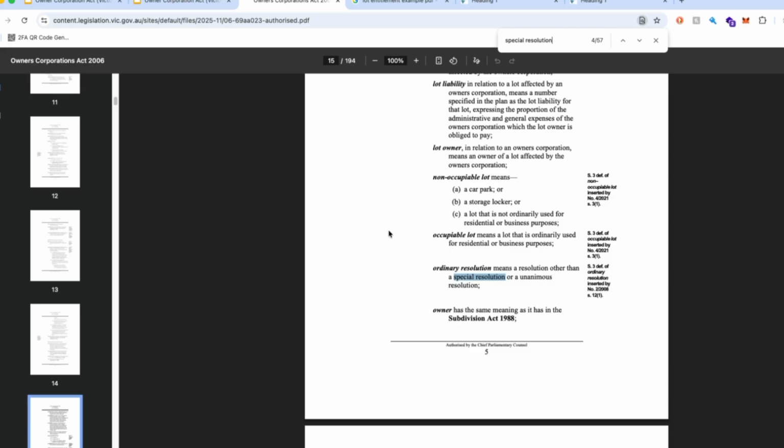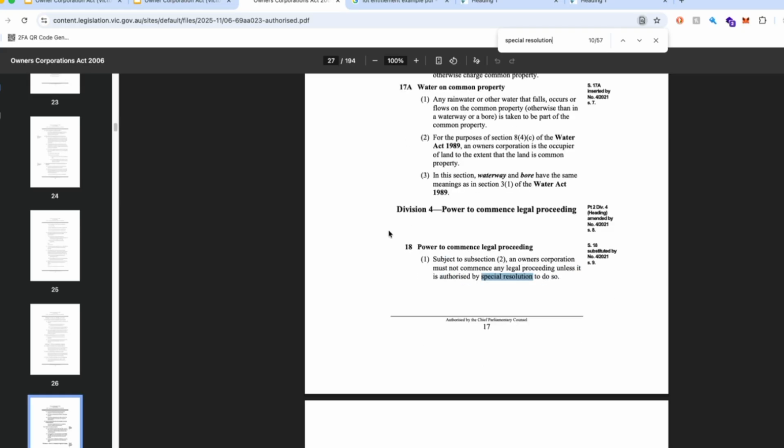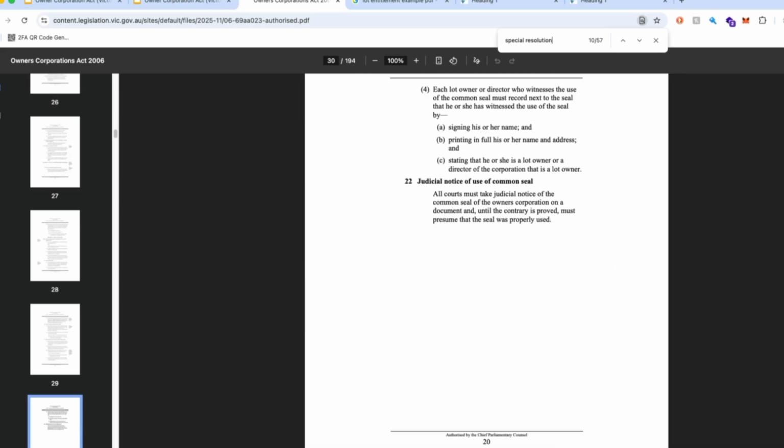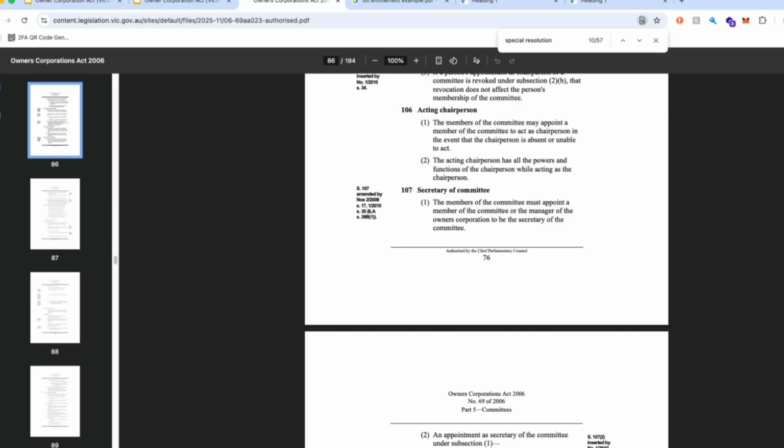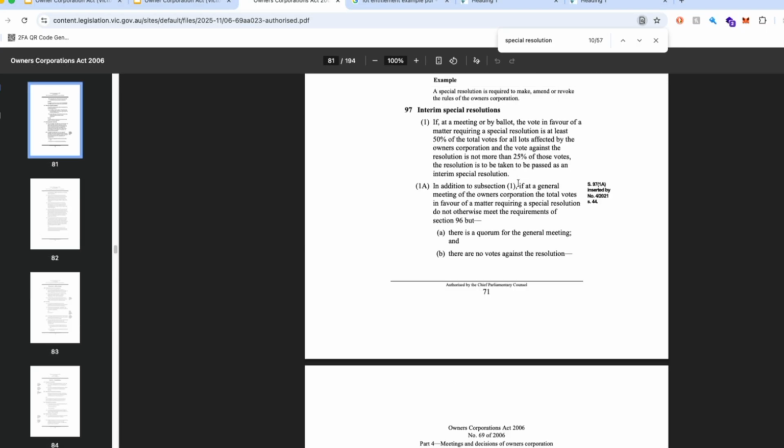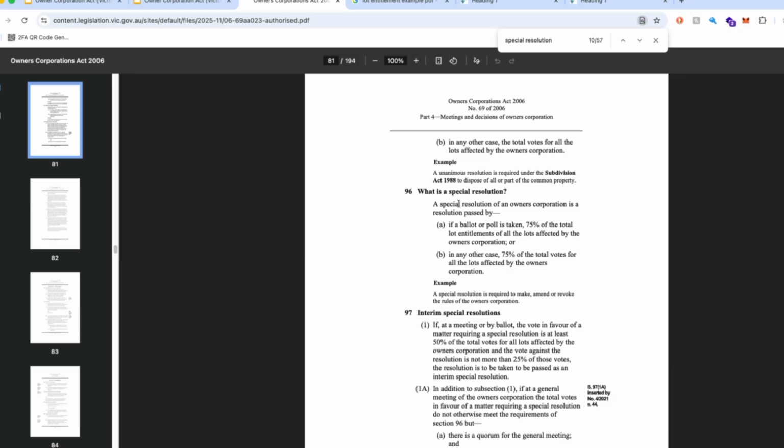Section 96 explains the special resolution. Let me jump to there. 96. Right, so here it's explained clearly: a special resolution is one that is passed by 75% of lot entitlement.